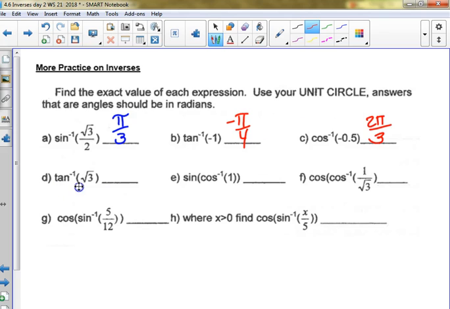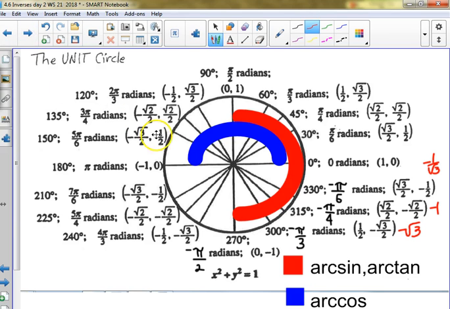Okay, tangent, positive square root of 3. Okay, tangent is positive in quadrant 1. Okay, so one of these spots, when I put the y over the x, I get square root of 3. Which one is it? Pi over 3?